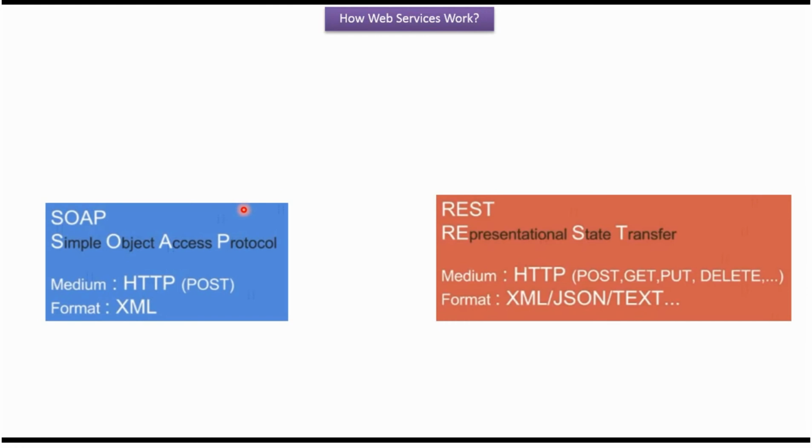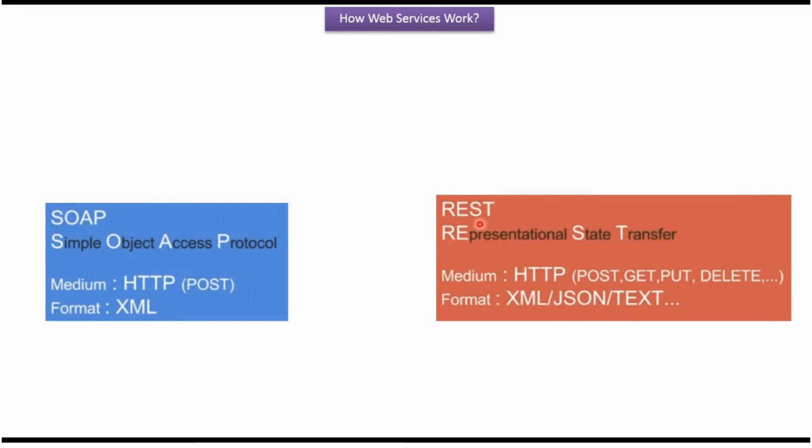There are two types of web services. The first one is SOAP web service, and the second one is RESTful web service. The acronym for SOAP is Simple Object Access Protocol. The medium of SOAP web service is the HTTP protocol, and it always uses the POST method, and the common format is XML. The request that goes from client to server is XML, and the response that goes from server to client is XML.